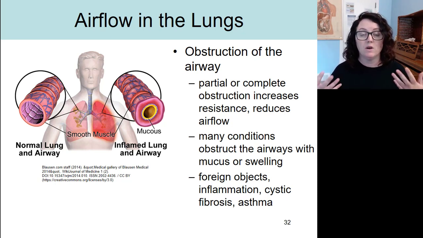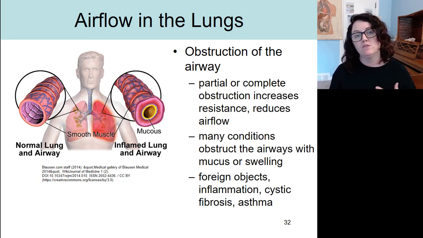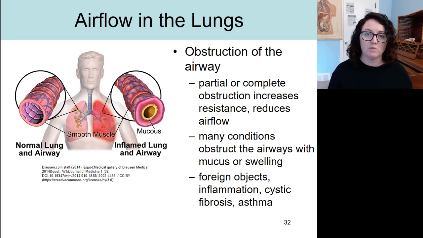So just a quick recap. Airflow is determined by the change in pressure between the lungs and the atmosphere, and it's also determined by resistance to airflow. Very little will happen in order to change that pressure between the lungs and the atmosphere, but there's a lot of things that can add to resistance, such as obstruction of airways, surface tension of the alveoli, pulmonary compliance, and bronchoconstriction and bronchodilation.